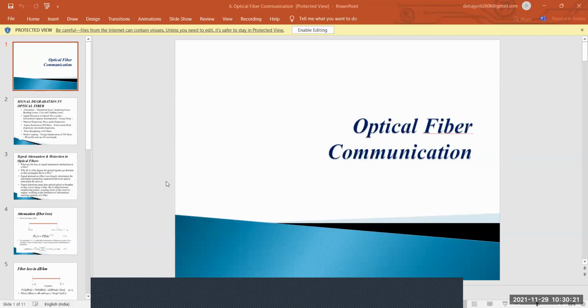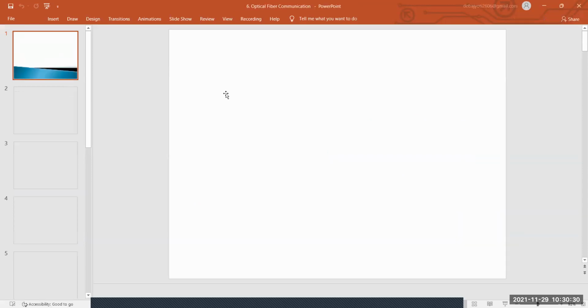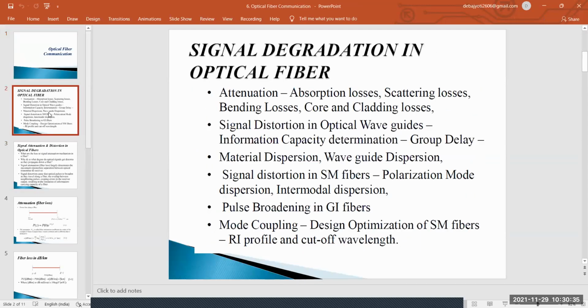In the last class, we discussed the fiber loss, mainly the attenuation loss, and we also covered the causes or reasons that create the attenuation loss. These are the absorption loss, scattering loss, bending loss, and core and cladding loss.